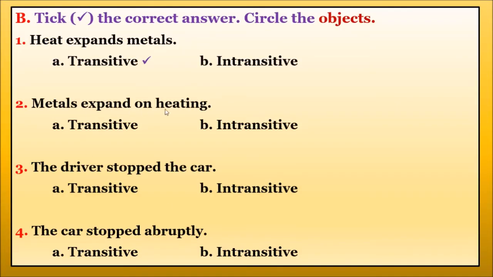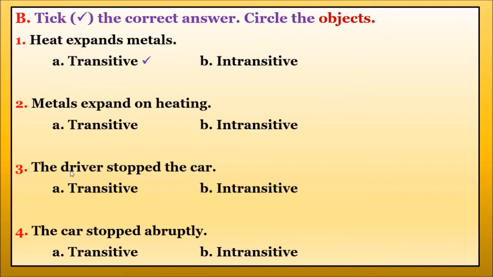Here, metals expand on heating. There is no direct object here, and the verb is followed by a preposition. When a verb is followed by a preposition with no direct object, it will become an intransitive verb. So metals expand on heating means what? The answer is intransitive.